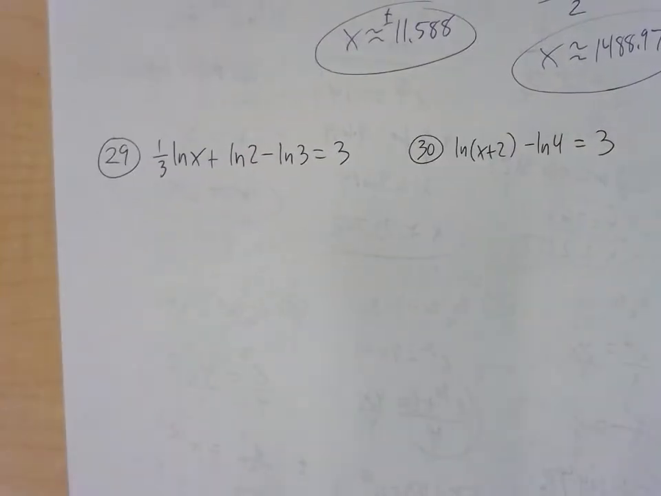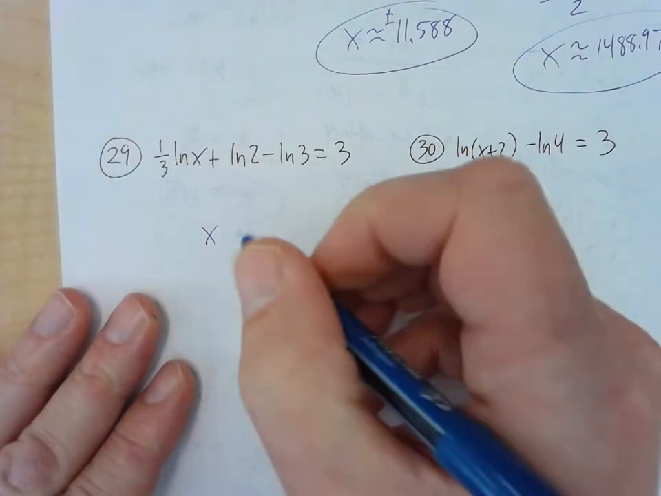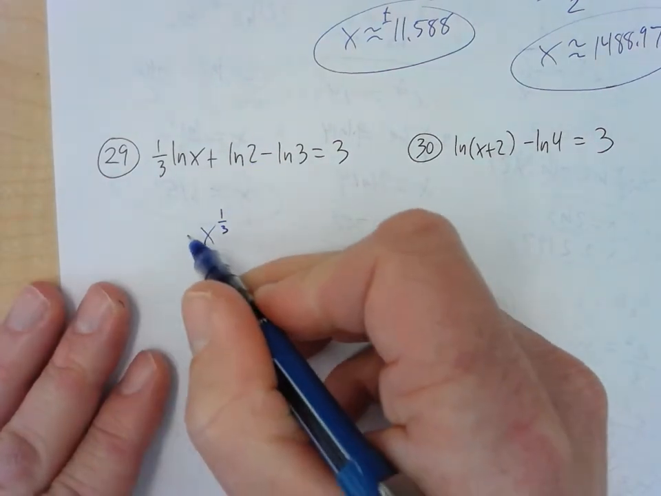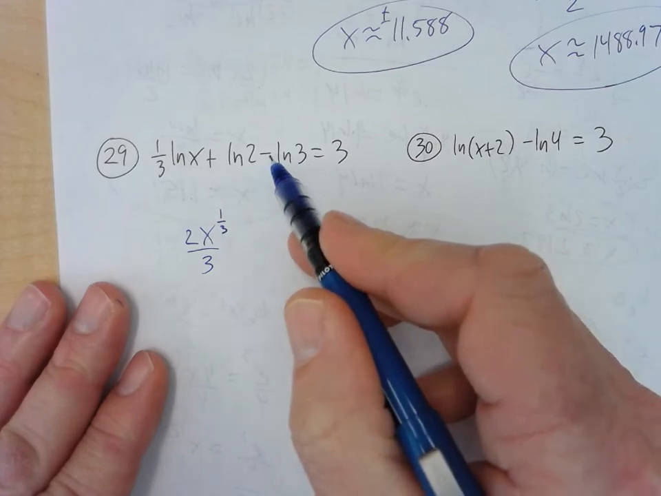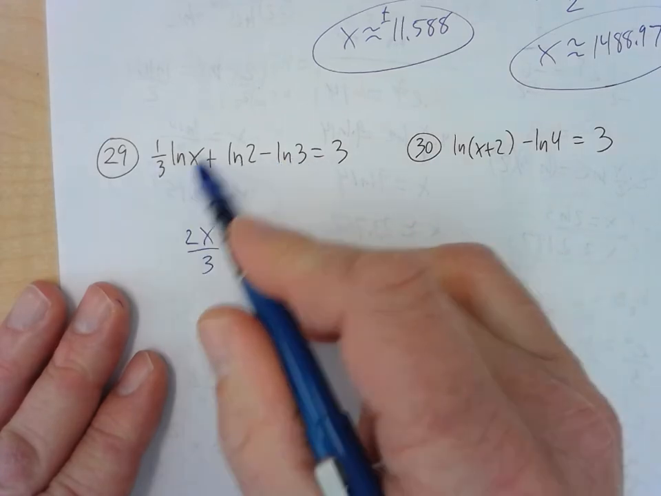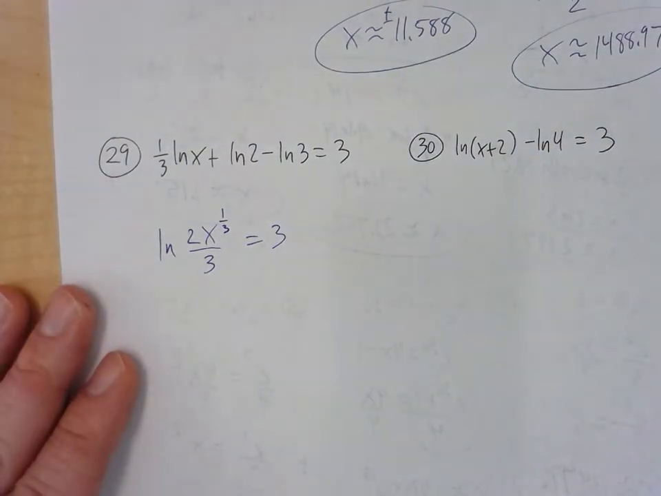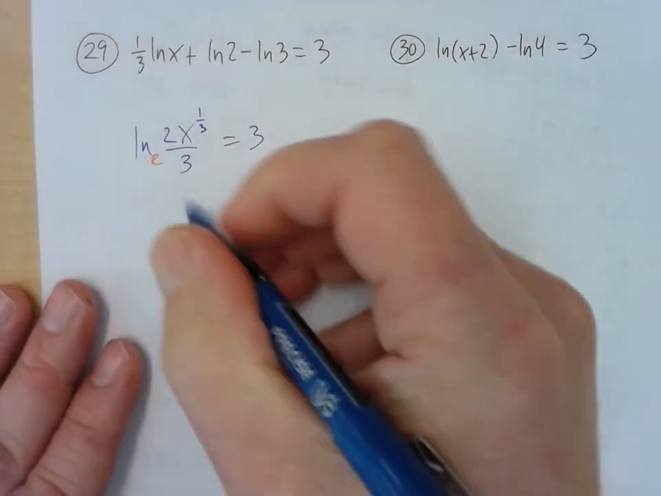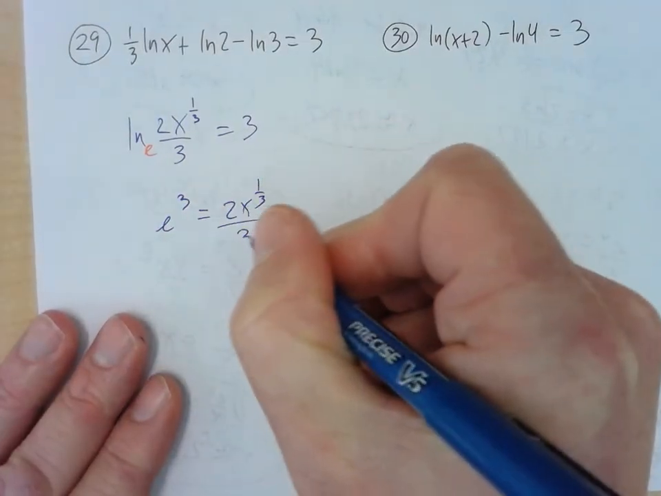Okay, the last two problems. I'm going to make this all one natural log at the same time. So it's x, that's the 1/3 power. You're going to multiply it by 2, and you're going to divide it by 3. So that's what that means. That means dividing by 3. That means multiplying by 2. That means the power. That's all natural log is equal to 3. So I condensed it together. e is my base. So I say e to the 3rd power is 2x to the 1/3 divided by 3.